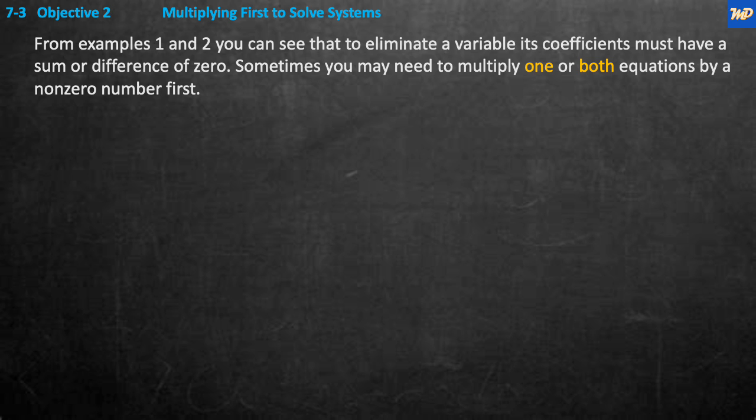Then you can solve for it, plug it into the equation, and solve for the other variable. Sometimes you need to multiply one or both of the equations by a non-zero number before you can do your addition and subtraction. By doing the multiplication, you make the coefficients of at least one of the variables equal to each other, or opposite each other, so that you can add or subtract them. So let's take a look at that.